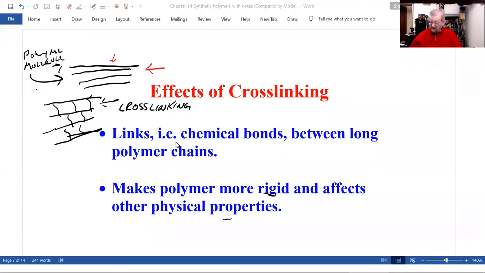Well, that was a problem with polymers. And the way that was solved was by forming chemical bonds right here between these different macromolecules or strings. And now if you pull this way, it's a lot harder to pull it apart. And that makes it more rigid and gives special physical properties. And this is called cross-linking.